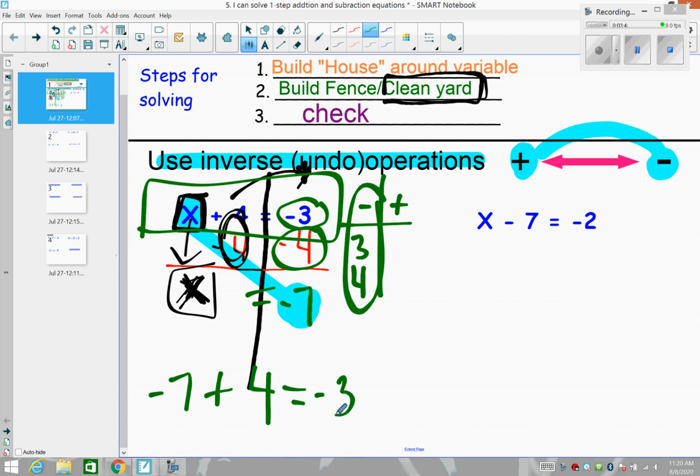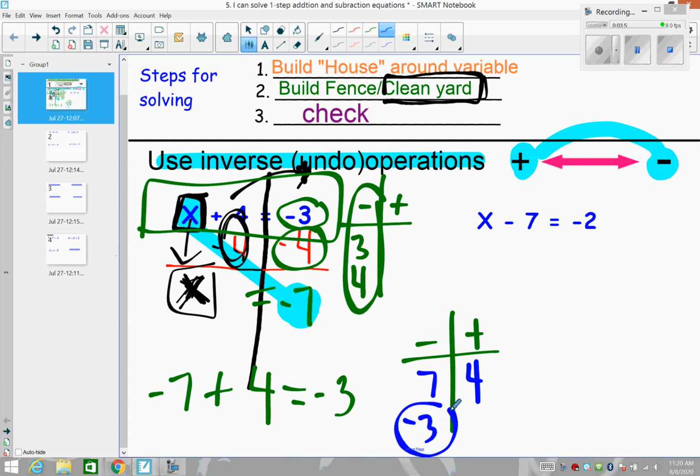Is that true? So if I were to tug of war this, and I have 7 players on team negative and 4 players on team positive, who's stronger? Negative. How many extra players? 3. So yes, that is a true statement, that negative 3 on the left side does equal negative 3 on the right side. So negative 7 is the solution for x.